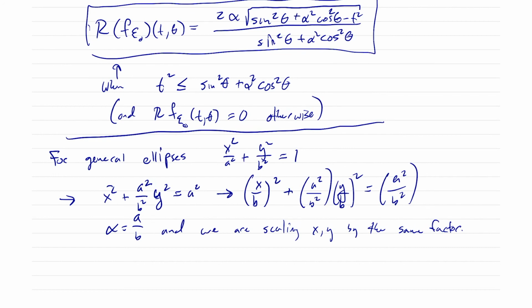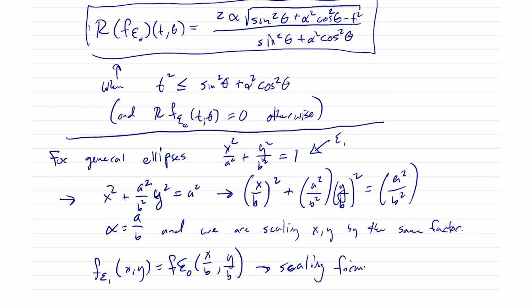So then if we call this, say, epsilon 1, what we find is that we have f of epsilon 1 of xy is equal to f of epsilon naught of x over b, y over b. And so we can use our scaling formula. I'll leave that to you to figure out.